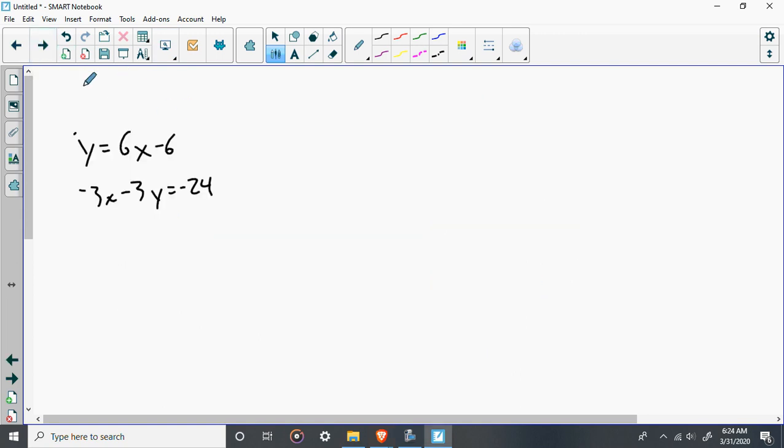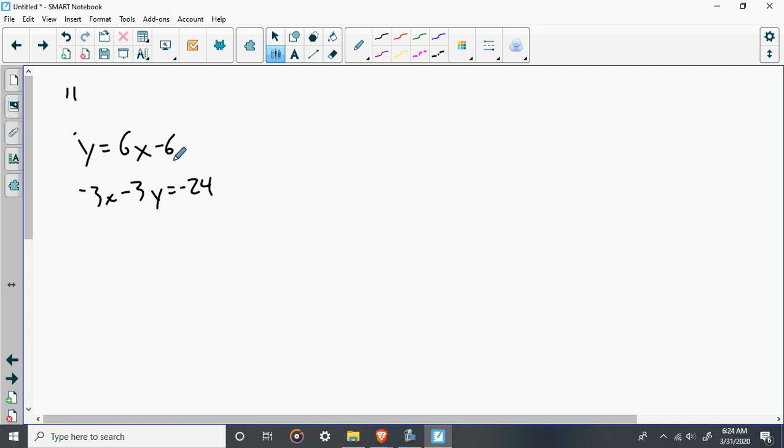So, say for example, this is number 11, right? Now, the first one is in slope-intercept form, right? y is equal to 6x minus 6, right? Where y is equal to mx plus b, right? And the second one is in standard form.